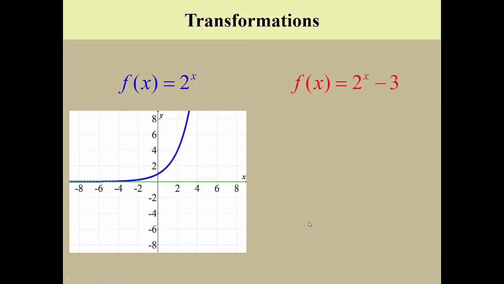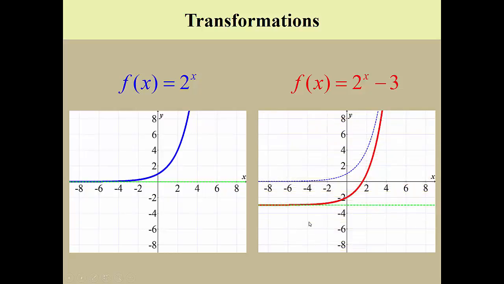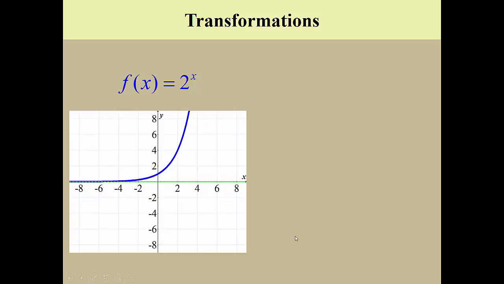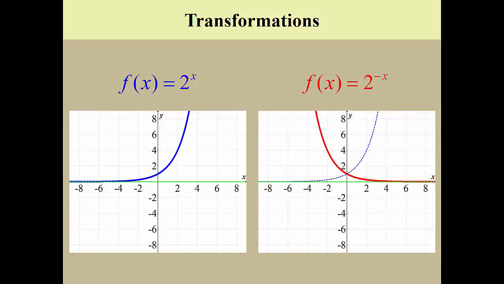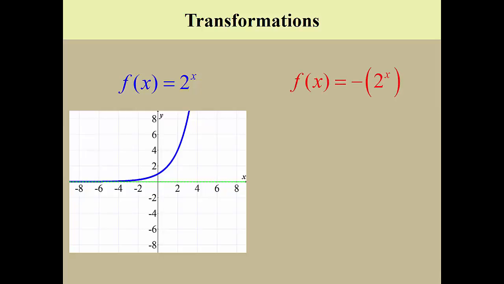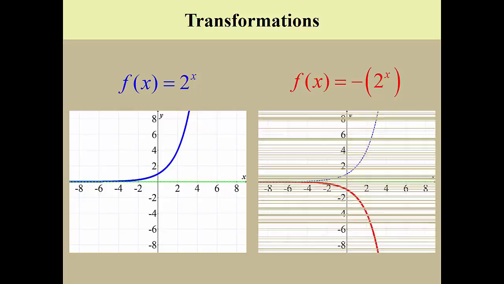2 to the x with a minus 3 at the end shifts the graph down 3. Notice how the asymptote has shifted down. 2 with an exponent of negative x, when you replace the x with negative x, the graph flips horizontally. And a negative on the front of 2 to the x flips the graph vertically.